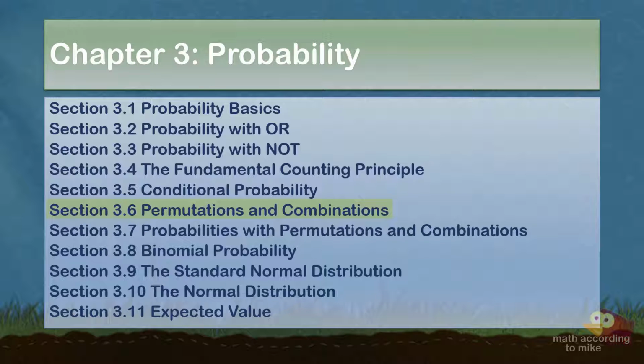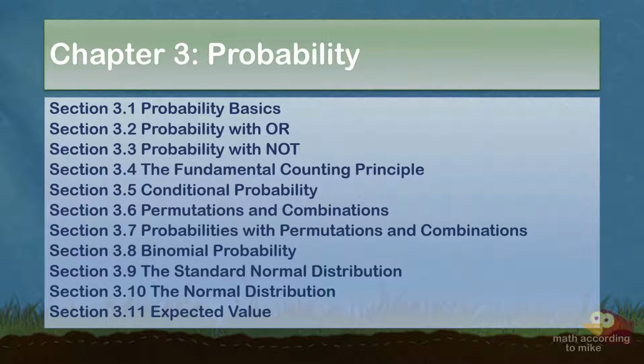3.6, we learn about permutations and combinations. And this goes back to 3.4, actually. A permutation, you'll find out, is an ordered arrangement of distinct objects, and a combination is an unordered arrangement of distinct objects. So we'll tackle problems of those types and then also relate it back to 3.4. And then 3.7, probabilities with permutations and combinations, is a combination of sections 3.1 and 3.6.